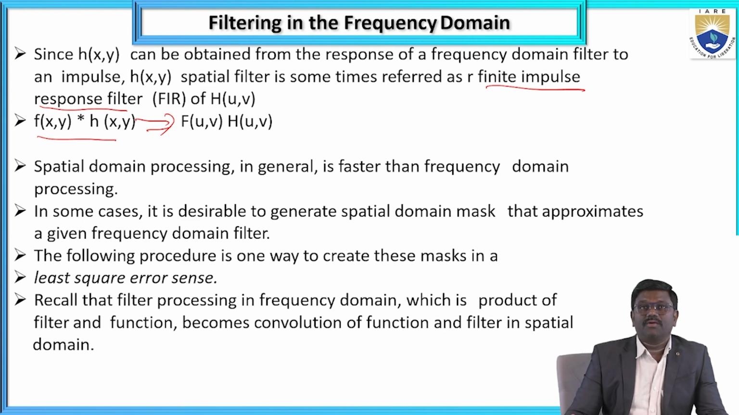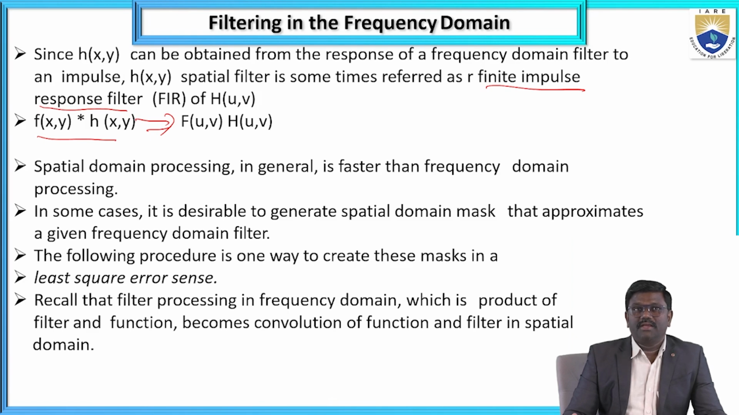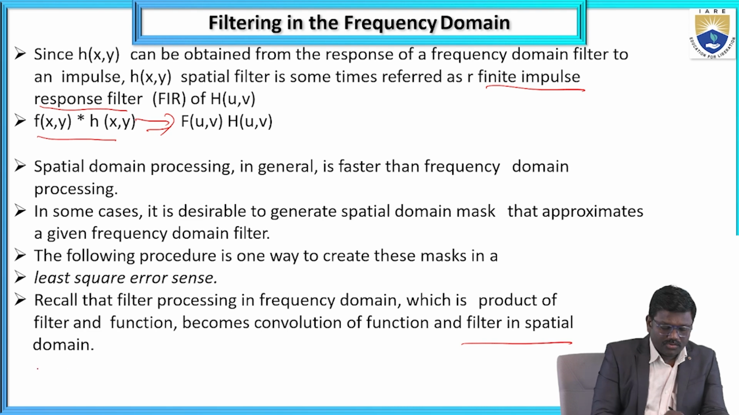The spatial domain processing in general is faster than frequency domain processing. In some cases, it is desirable to generate a spatial domain mask that approximates a given frequency domain filter. The following procedure creates these masks in a least square error sense. So recall the filter processing in the frequency domain, which is more supported by the filter and function, becomes a convolution of the function and filter in the spatial domain process.